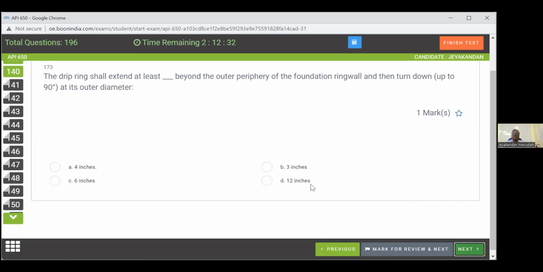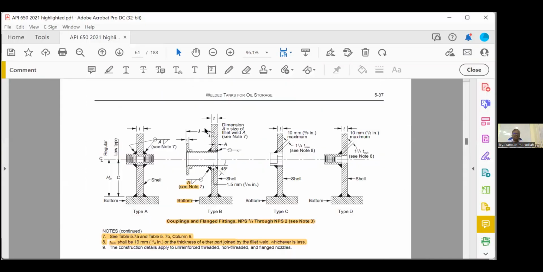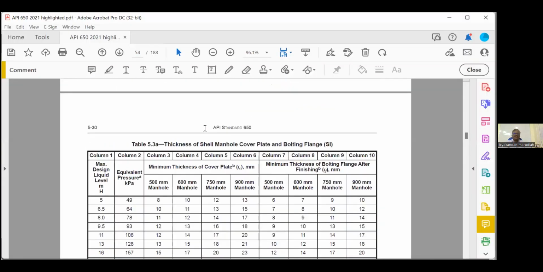This is a very important question. How many inches does it extend? 3 inch beyond the foundation ring wall. Yeah, 75. Where is it given? It is given very early, in the drip ring, at the starting.